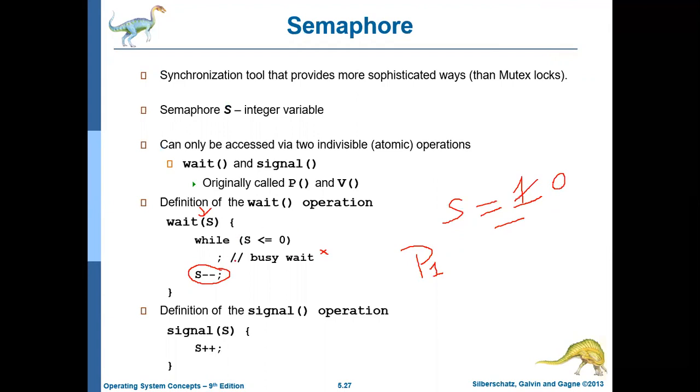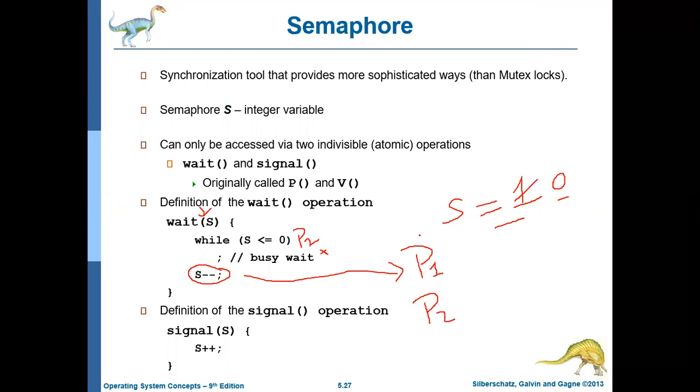Okay, after decrementing S, this process will enter into the critical section. That is, it will start using the resource. Now say another process P2 comes and checks whether S is available or not. So it calls wait of S. Now it checks whether S is less than or equal to 0. Yes, S is less than or equal to 0. So P2 will busy wait. How long will it busy wait? Until S becomes greater than 0.